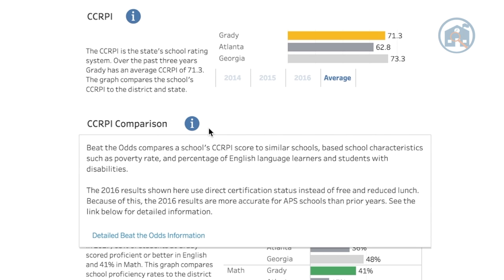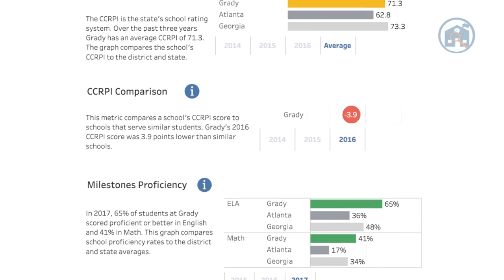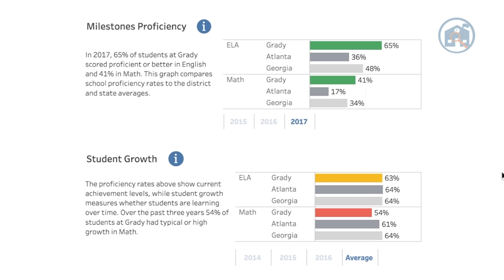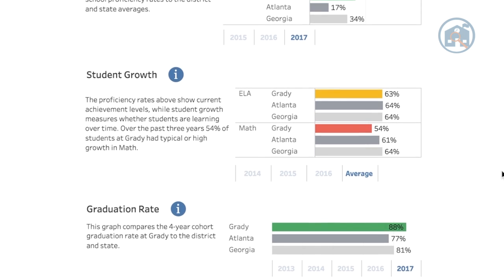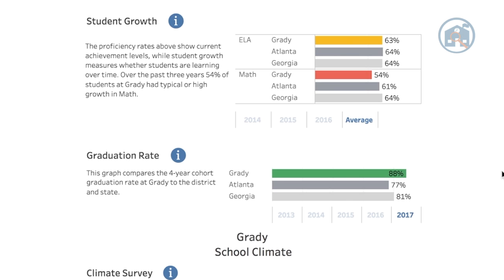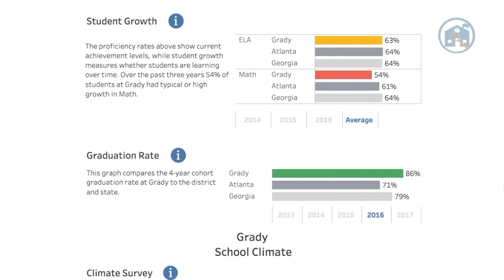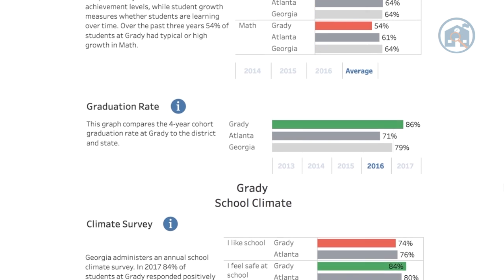If we continue to scroll down, you'll see that we also have Milestones Proficiency, which tells you overall what percentage of students mastered grade level content in English language arts and math. We also have student growth, which tells you how well students are growing from one year to the next on their test scores in math and English language arts. And for high schools, we show you graduation rate compared to the district and the state. Each one of these has options to look at different years that you can easily click to and learn how the school has changed over time.